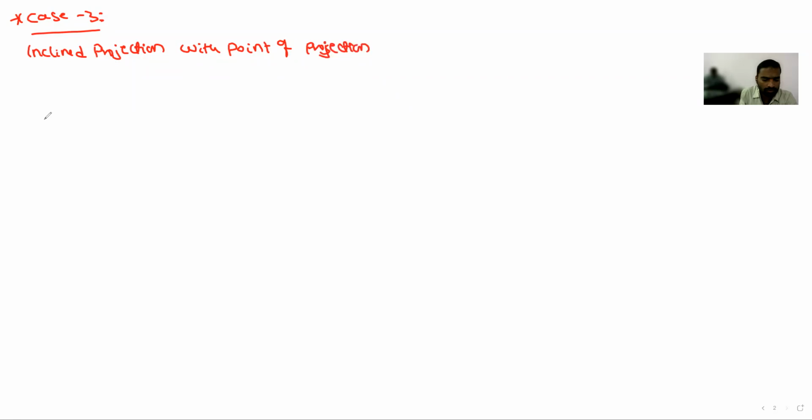How if the ground is horizontal. Next, case 3. Inclined projection, with point of projection and point of strike at different levels.